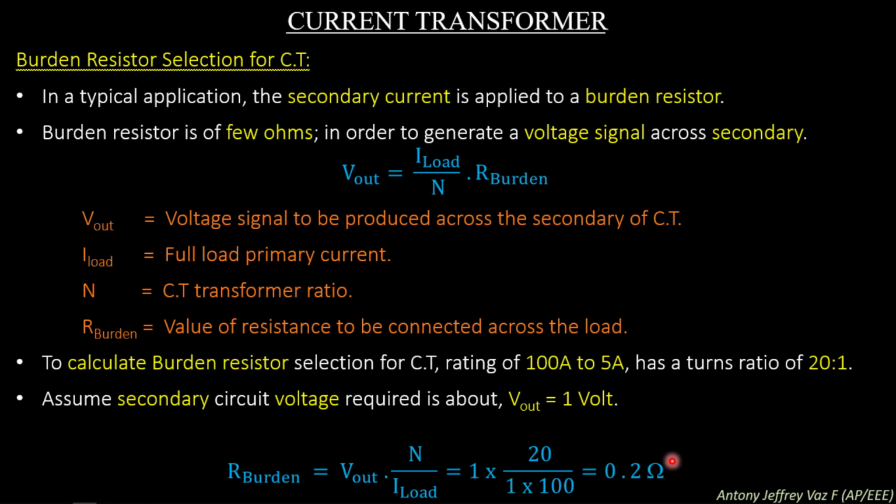And this 0.2 ohm burden resistor should be inserted in the current transformer secondary, and it should not be disconnected for any purpose. If it is disconnected when the CT is live or in service, then it will create huge damage to the operating personnel. Thank you.